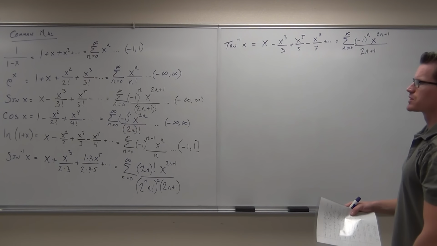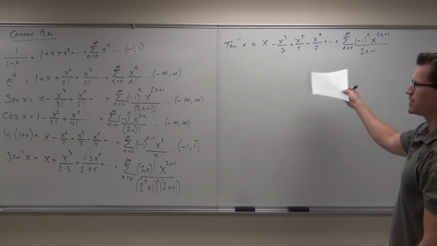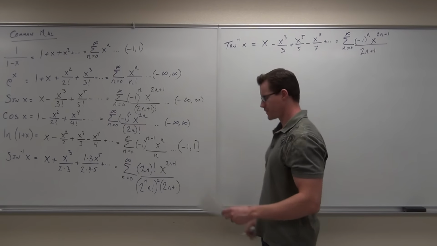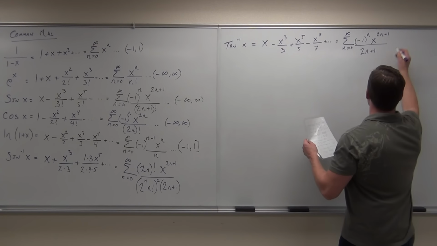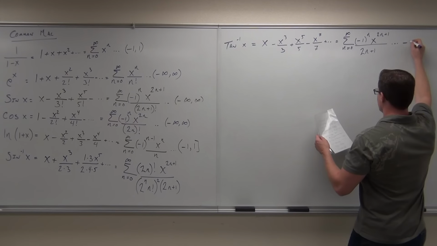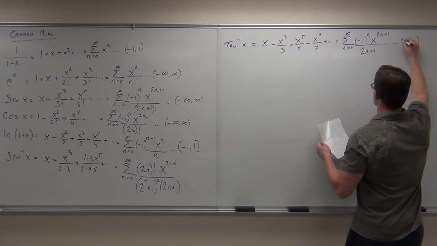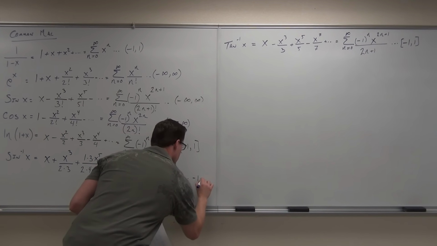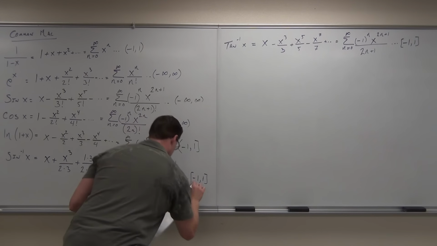Do you see how similar tangent inverse is to sine inverse? It's really similar, except that one has a factorial. Really similar though, it's interesting. And tan inverse only converges on -1 to 1 inclusive. So does sine inverse.